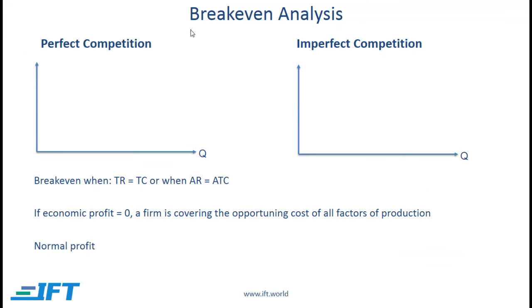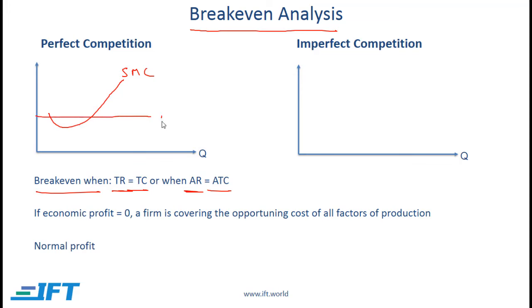Now finally we come to break-even analysis. So the basic idea is that a firm breaks even when total revenue is equal to total cost, or alternatively the average revenue is equal to the average total cost. So what does this look like in a perfectly competitive environment? Let's say you have a short run marginal cost curve which looks like this, and let's say that this is your marginal revenue, which is the same as price. Now if the average cost curve looks like this, notice what's happening.